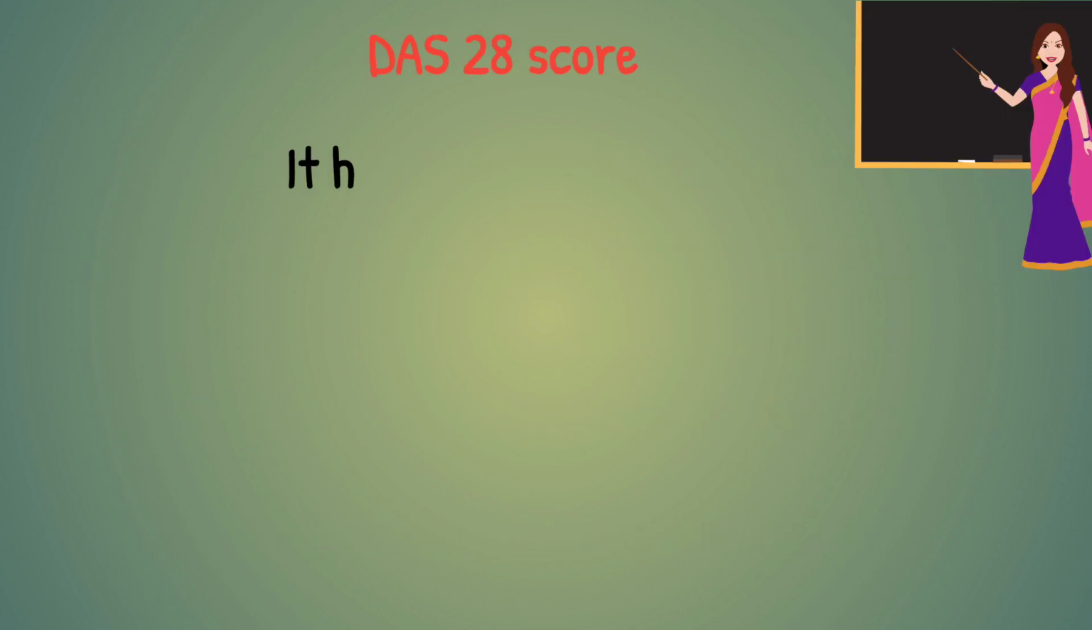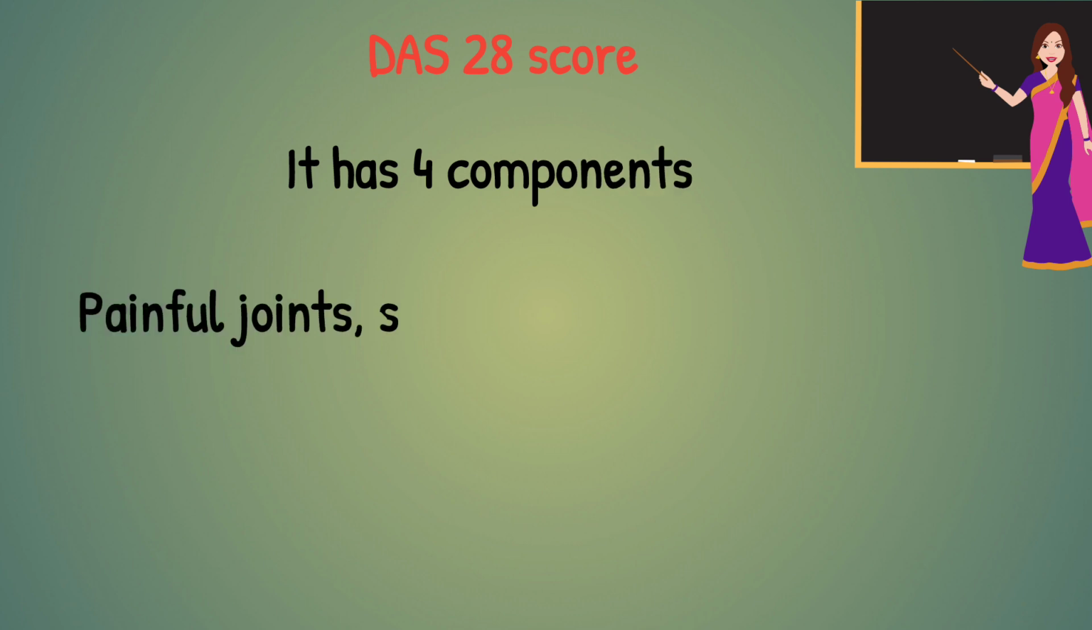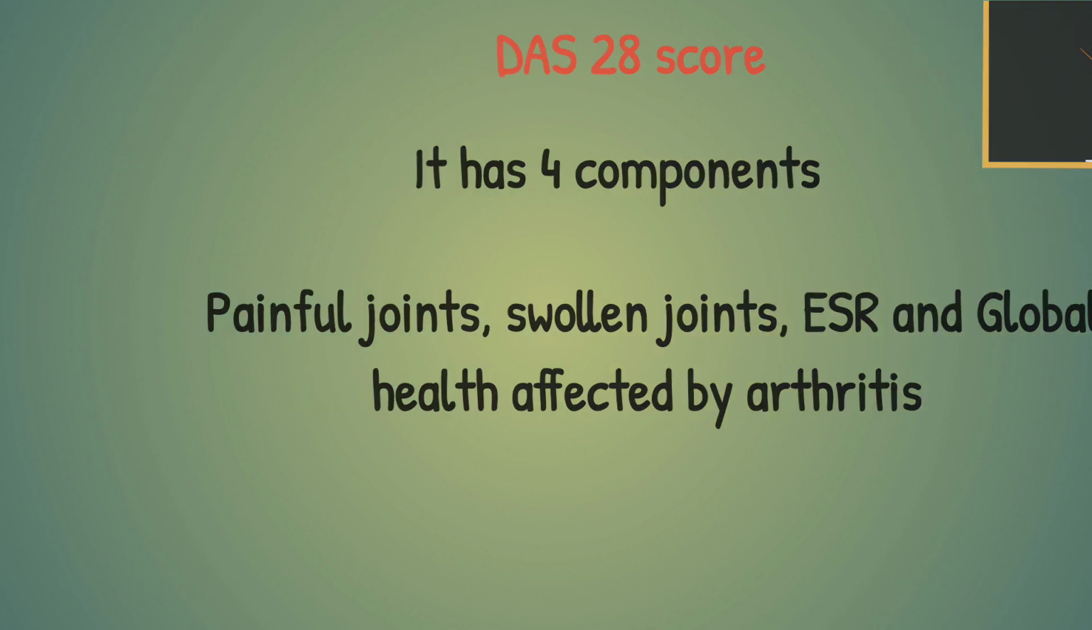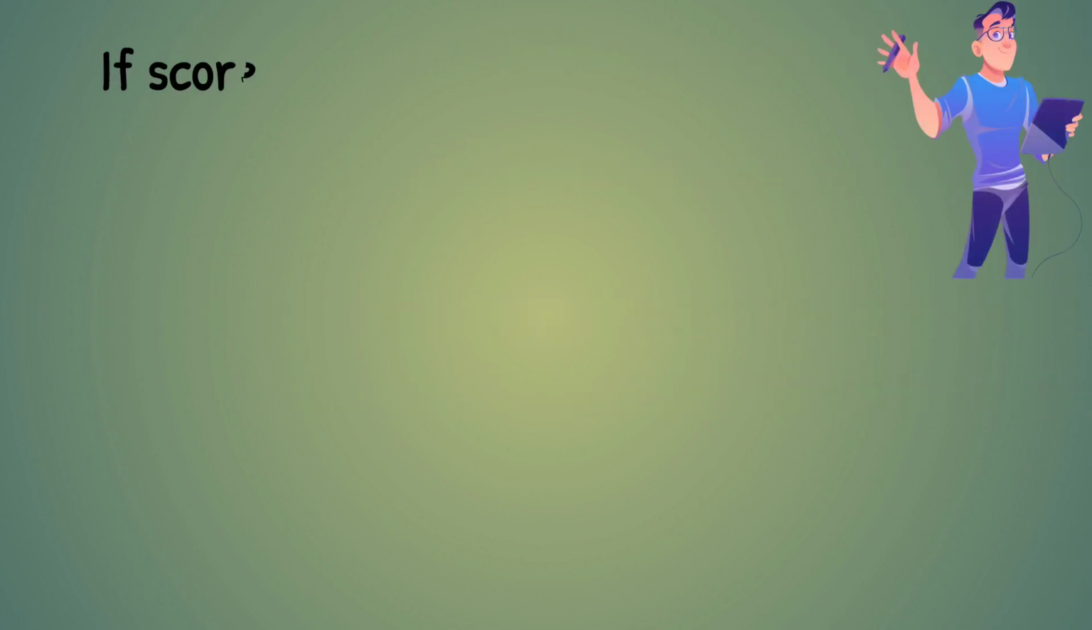Now, what is the DAS 28 score? It is used for the severity. It has four components. Number one, painful joints and swollen joints. Then ESR and global health affected by arthritis. You ask the patient how much arthritis affected their life. You put them in an online calculator of DAS 28 and you get the score.